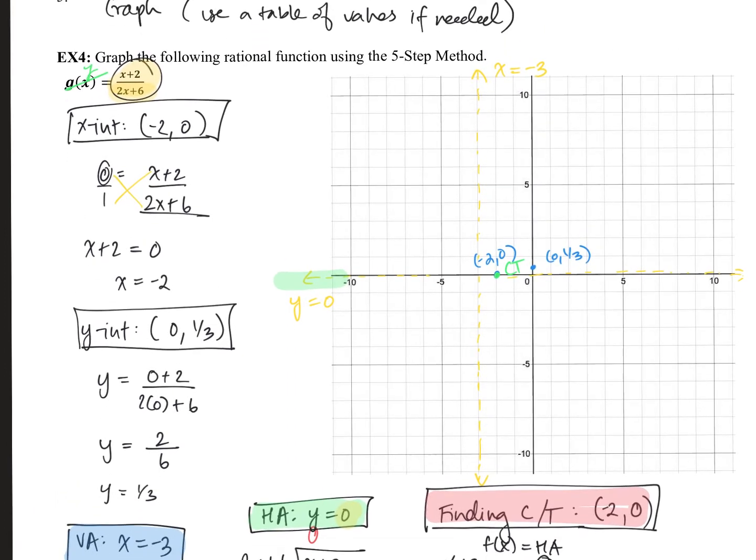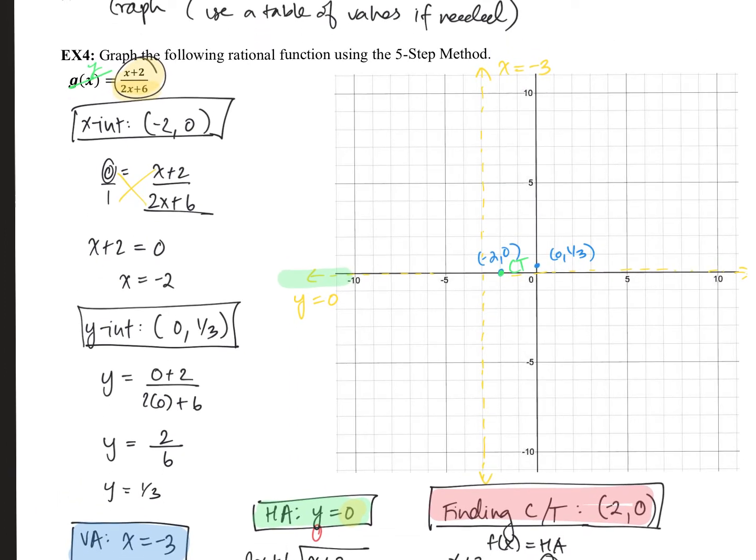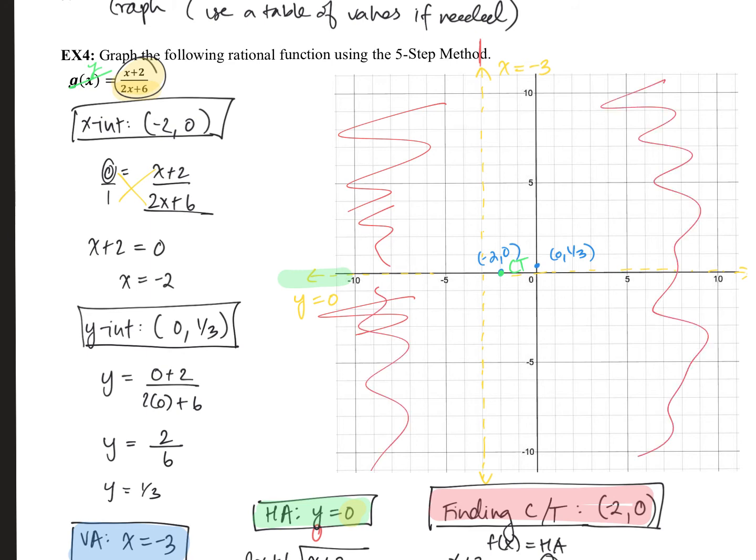Okay, so now we need to actually graph. This is a slightly tricky part, but the main thing to note is your vertical asymptote splits your graph up into things we call branches. So we have two sides for the branch. We have this side and we have this side. Two sides for the branch.